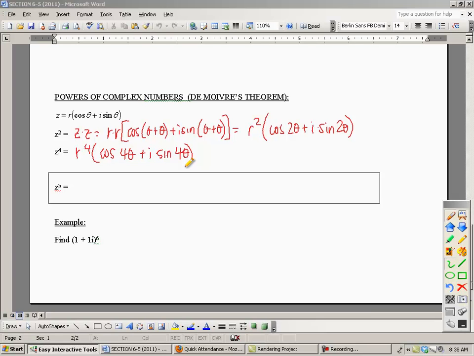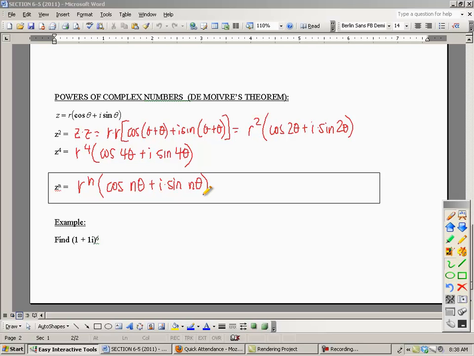So if you take any nth power of a complex number, what you end up getting is r to the n power, and then the cosine of n theta plus i times the sine of n theta. So you multiply the argument by whatever your exponent is, and you raise the moduli to that exponent as well. Now, take a look at the example below. If we gave you this, you would have to multiply 1 plus 1i 6 different times together. And that's a lot of FOIL.